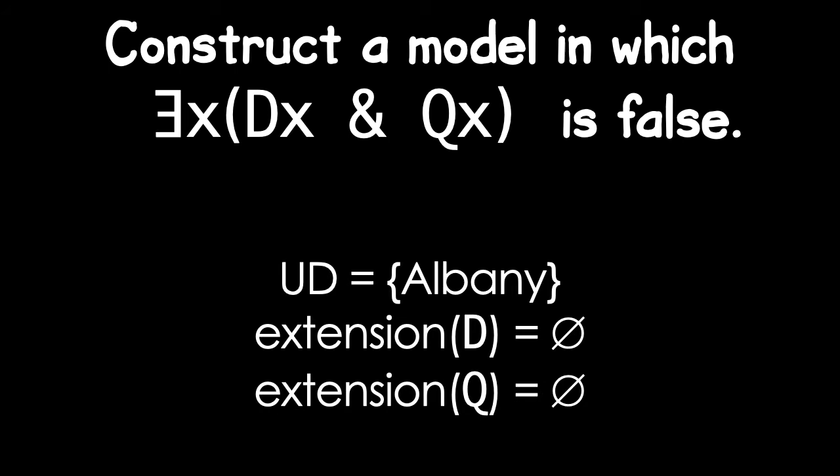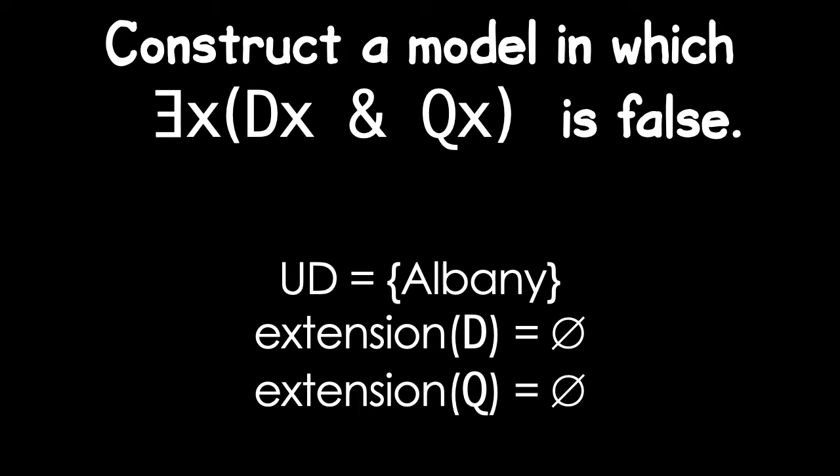Or we could make an even simpler model, like this one. Let the universe of discourse be the set containing Albany. Let the extension of D be empty. Let the extension of Q be empty. Note that I don't have any symbolization key in mind at all here. I've just chosen elements of the model, the universe of discourse, and extensions for the predicates, so that it yields the result we want. This model does make the sentence false.